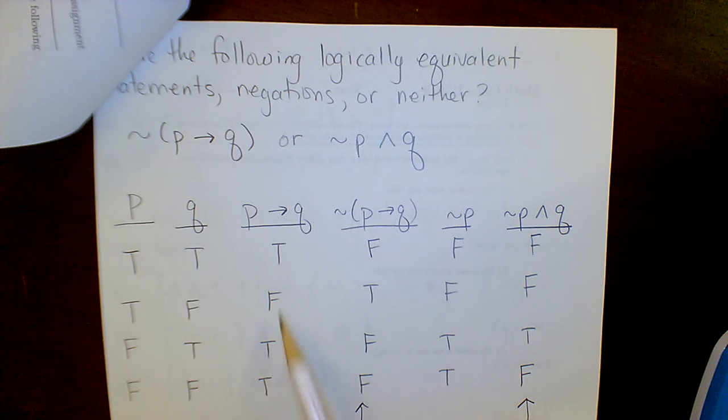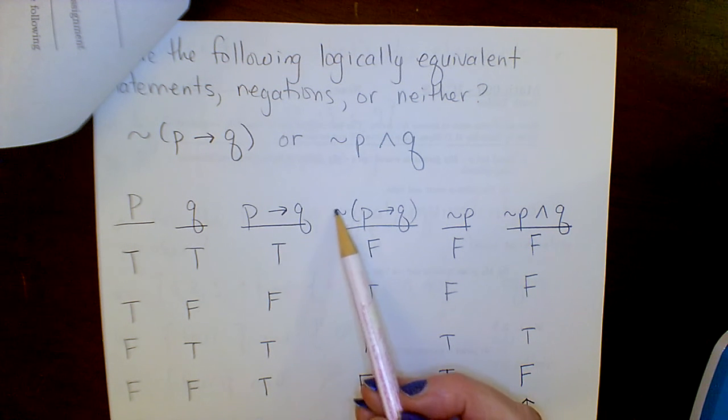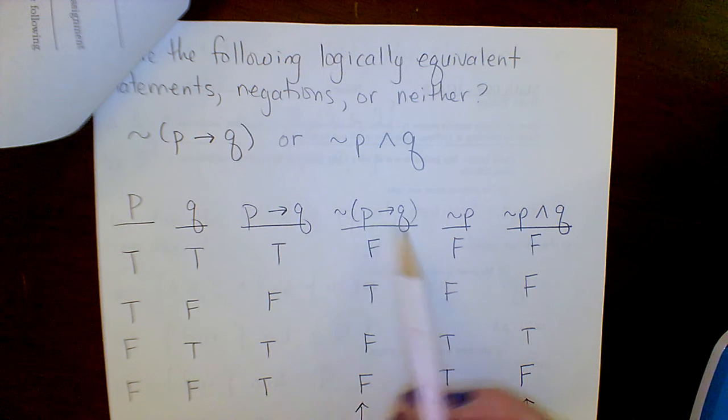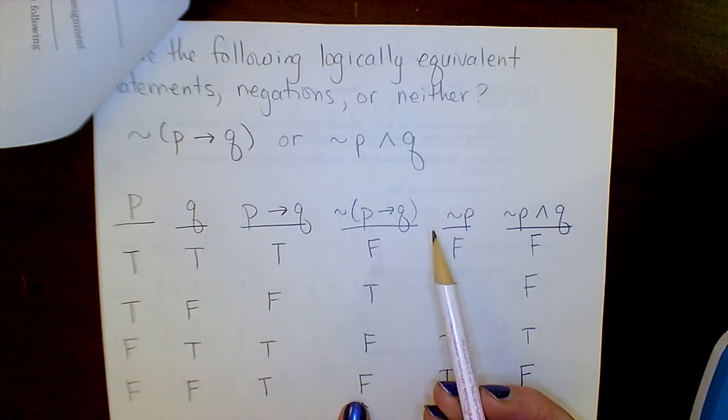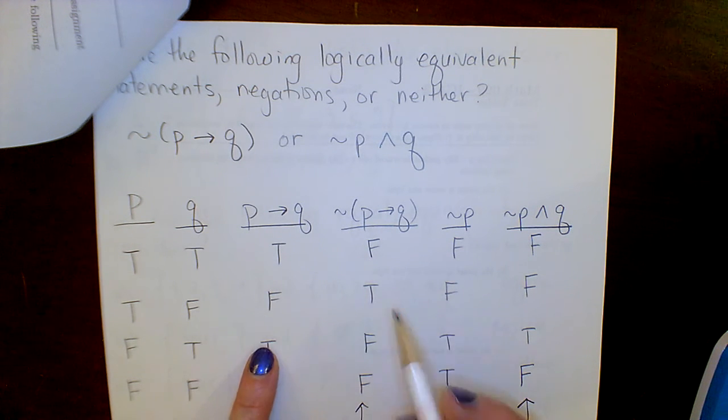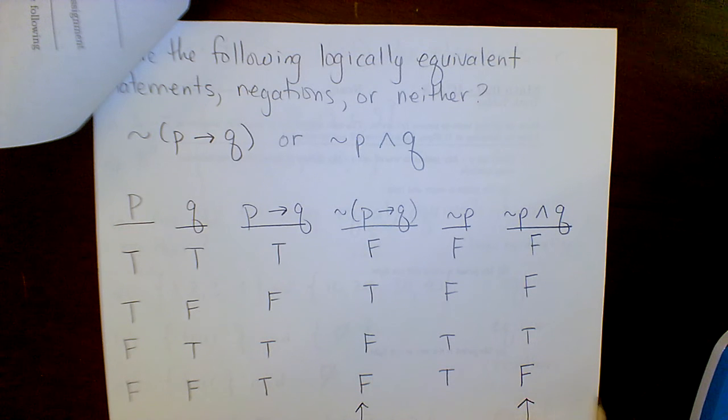So I did that implication, that conditional statement. Remember, it's only false when you have the true-false combo here. This is then the negation of that previous column. So look, this column right here is just the opposite of this column. Opposite, opposite, opposite, opposite.